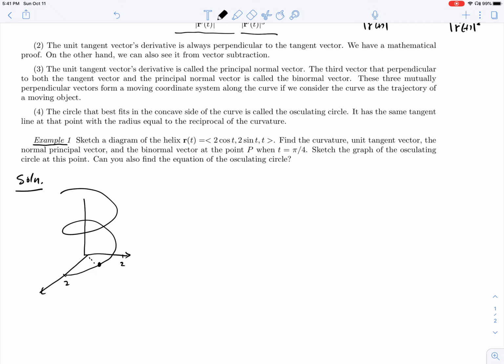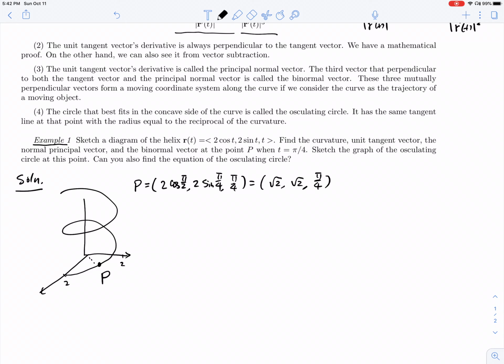Okay, and we can write down even the coordinate of P when t is pi over 4, then we have 2 cosine pi over 4 and 2 sine pi over 4 and pi over 4. If we simplify, that's going to be exactly square root of 2, square root of 2, and pi over 4. Okay, so that's the point we are looking at, this point P. And we want to find the curvature over there and unit tangent vector, the principal normal vector, and the binormal vector at this point.